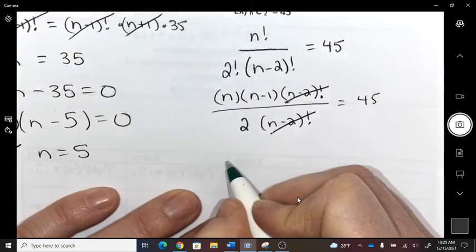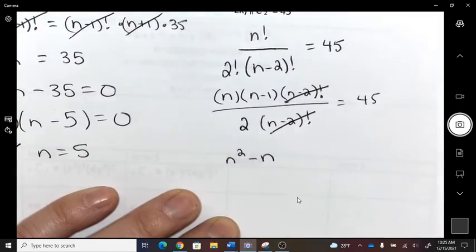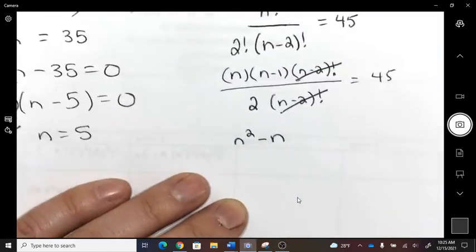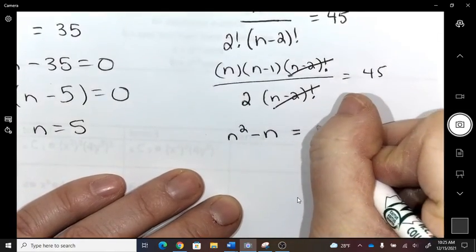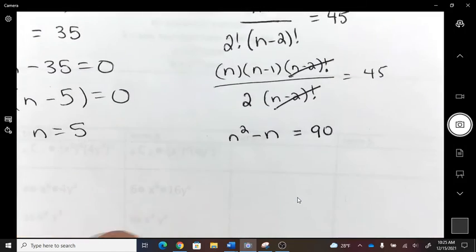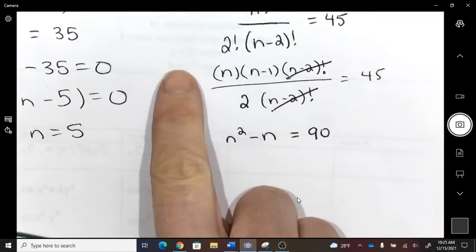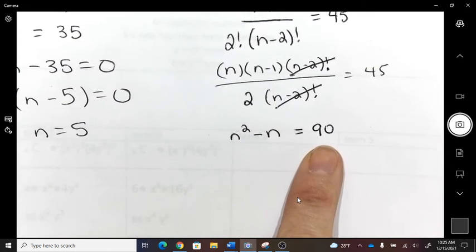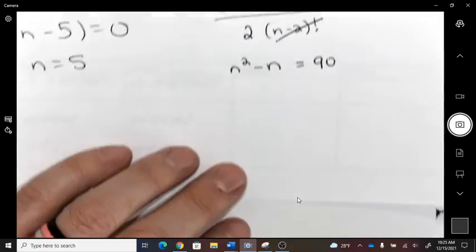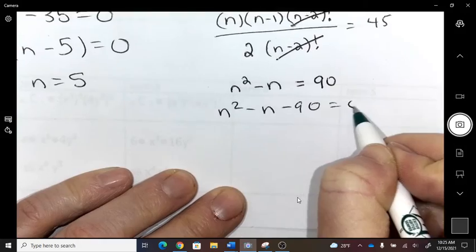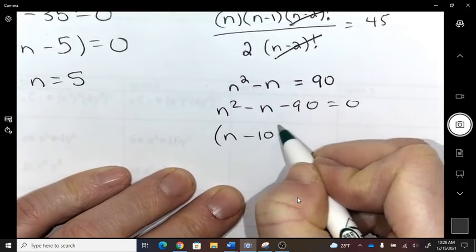So on this top, I get n squared minus n. And can I do this at the same time? Would you be okay if I wrote equals 90? See where I'm getting that from? Because of the 2 on the bottom, I'm just going to times both sides by 2. Okay, so now I'm going to maneuver the same way. I'm going to move the 90 to one side and make it 0. I'm going to factor.